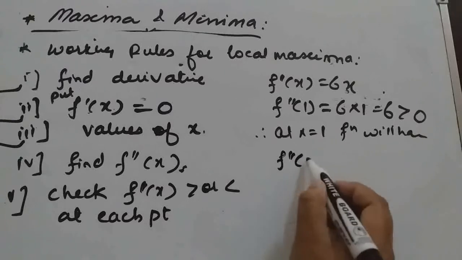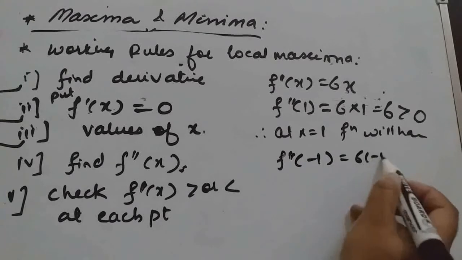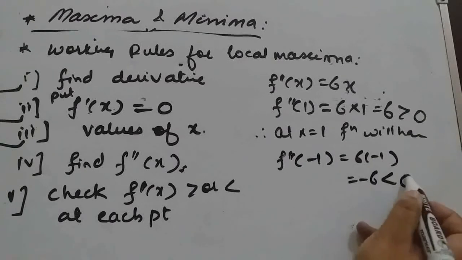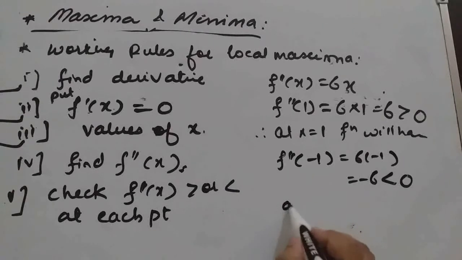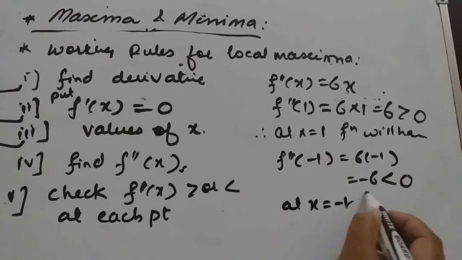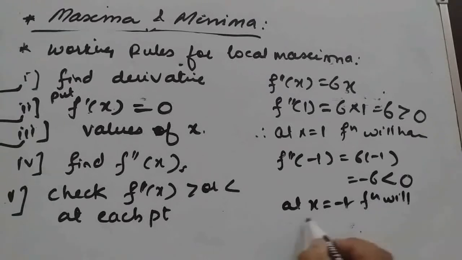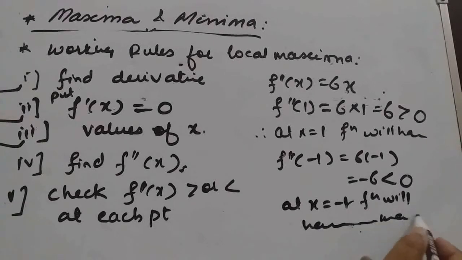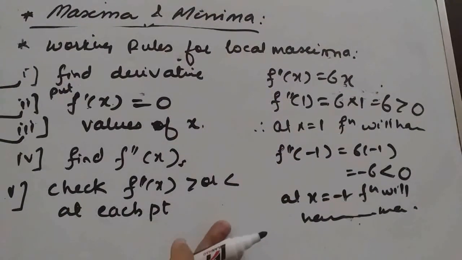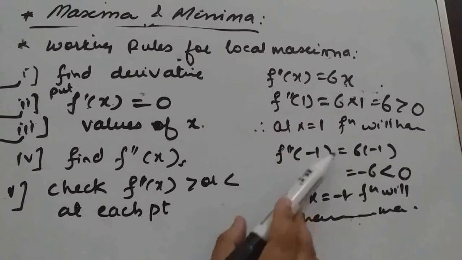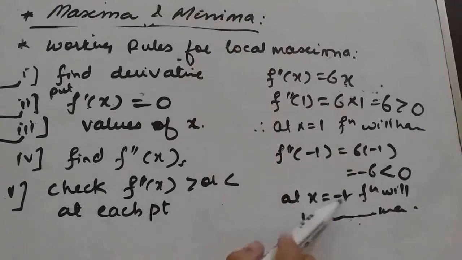For the next point minus 1 we can check. So f double dash at minus 1, so 6 into minus 1, minus 6, negative. Then by second order derivative test at x equal to minus 1 function will have maxima. Okay, so this is the working rule. According to this step we should follow.